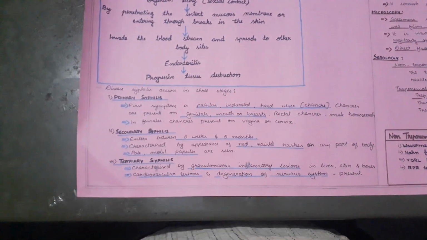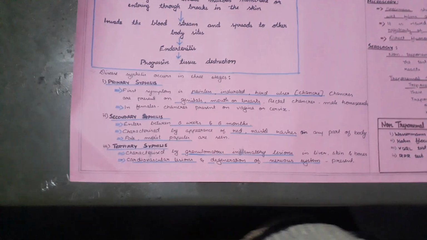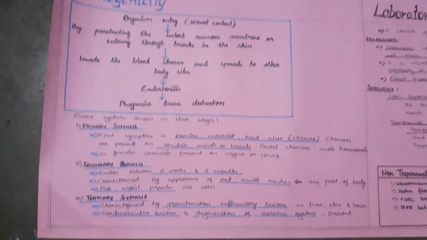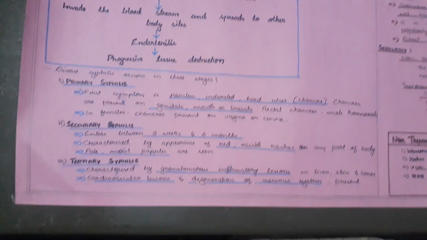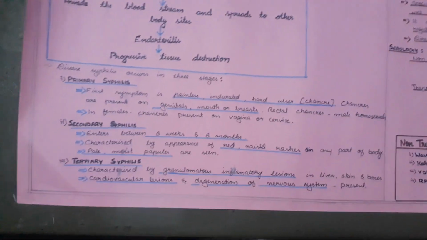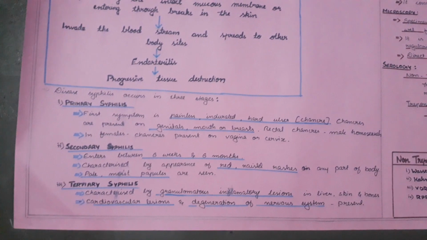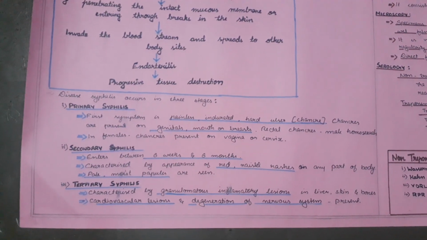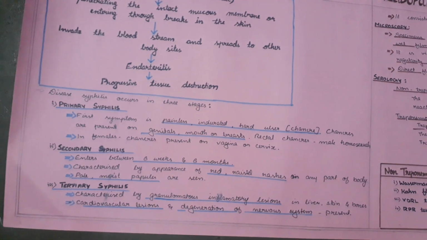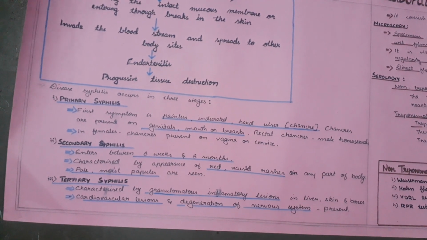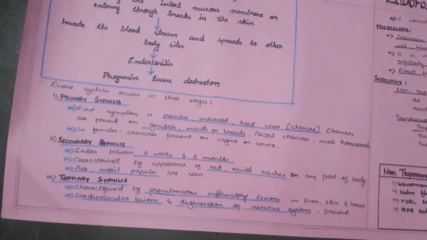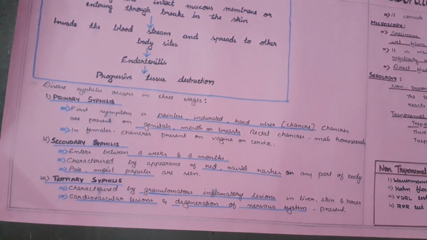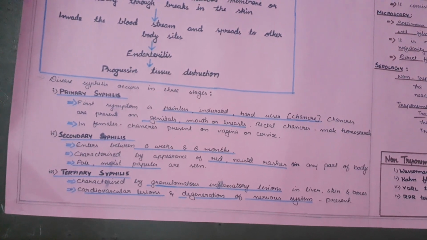Syphilis occurs in three major stages: primary syphilis, secondary syphilis and tertiary syphilis. Primary syphilis exhibits symptoms like painless indurated hard ulcers. These are also known as chancres. Chancres are present on the genitals, mouth or breasts. Rectal chancres are present in male homosexuals and in females chancres are present on the vagina and cervix.